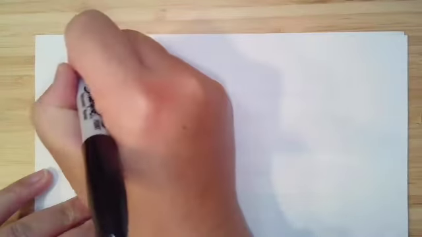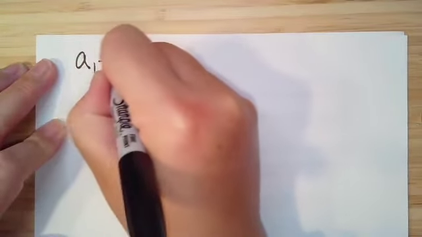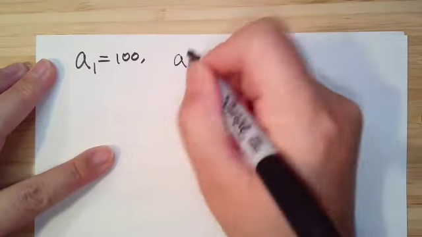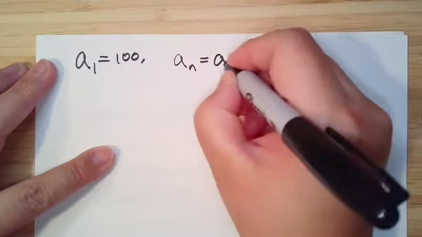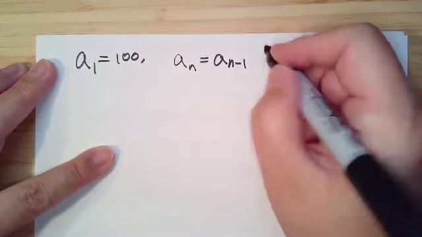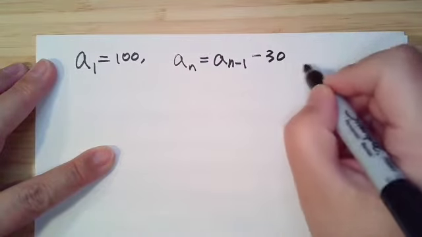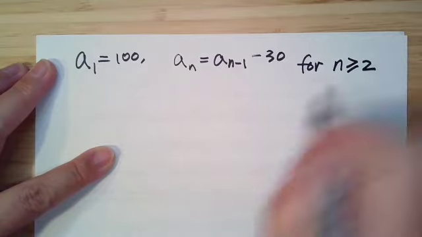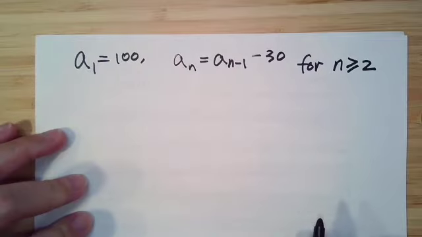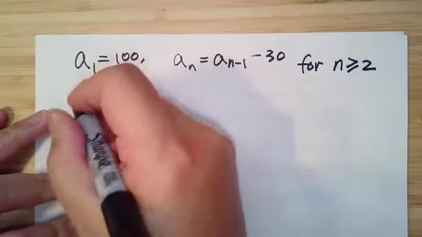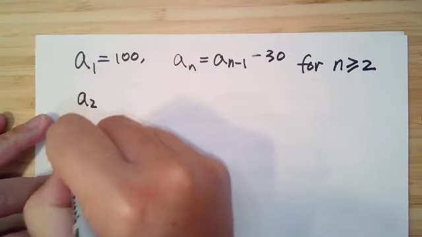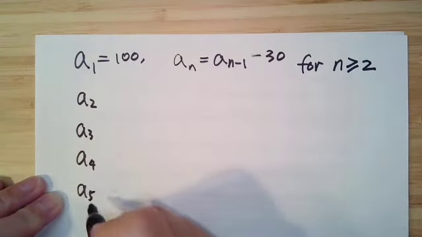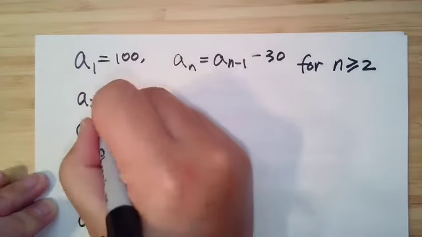If I give you A1 is 100, and then I give you another formula, AN equals AN minus 1 minus 30 for n greater than or equal to 2, and I ask you to write the first 6 terms. I already have A1, so I'm looking for A2, A3, A4, A5, and A6. That's what I'm looking for.